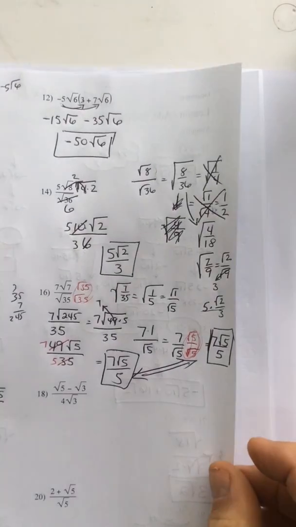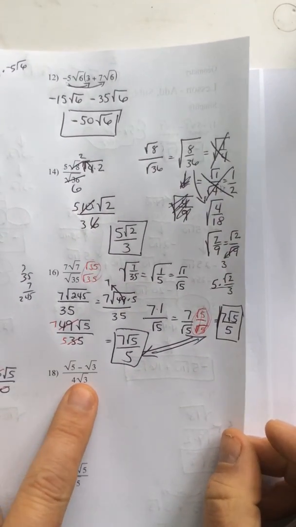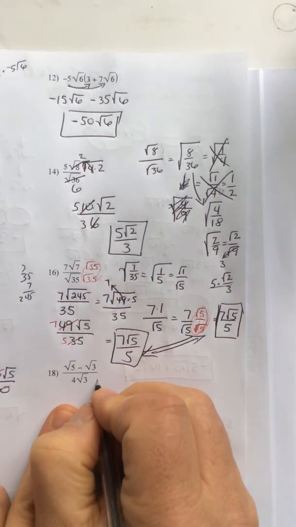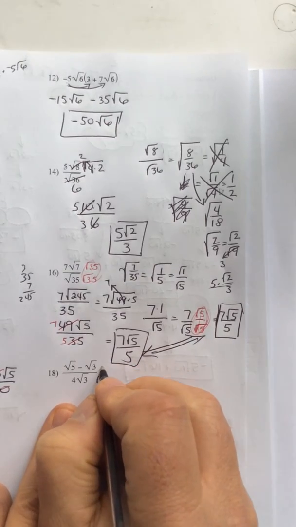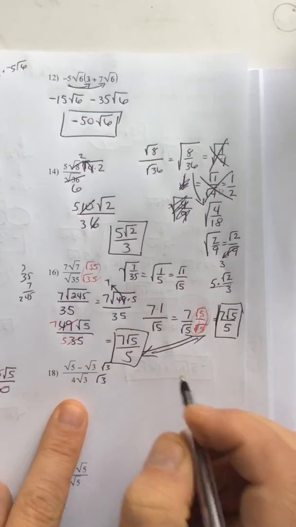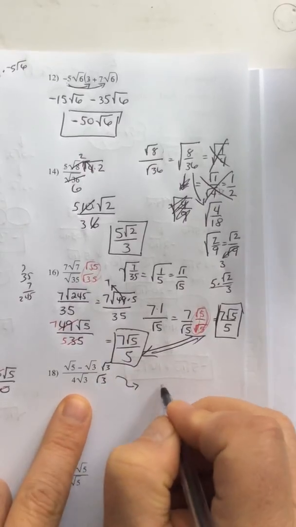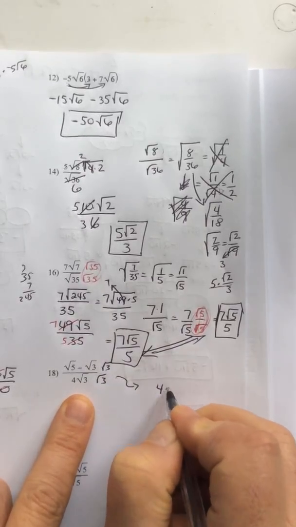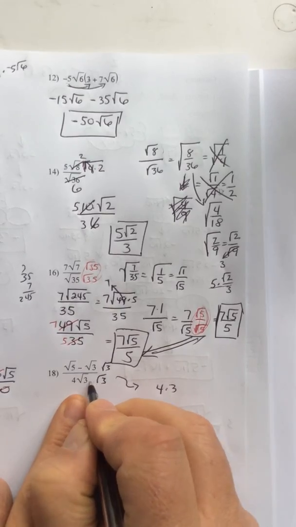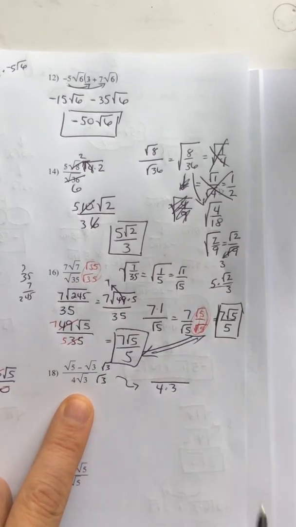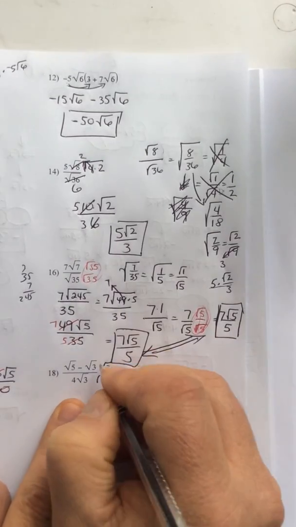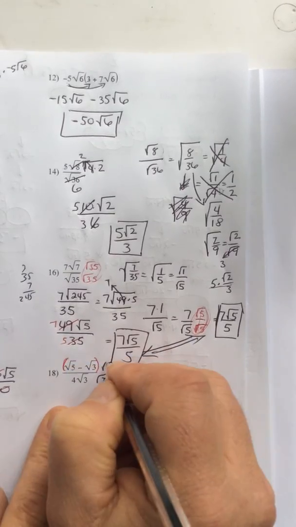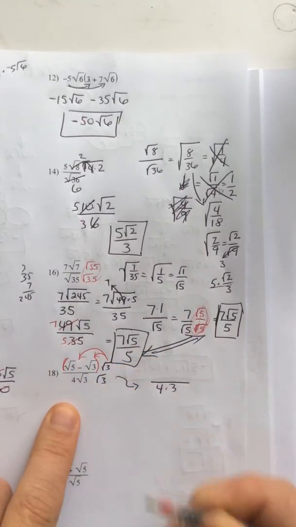Okay, let's try 18. It's only the square root of 3 that's the problem. So I'm going to multiply by square root of 3 on the bottom to get rid of it, and multiply by square root of 3 on the top. So the bottom is just 4 times 3, because square root of 3 times square root of 3 is just a 3. But on the top, you have to multiply the entire top times the square root of 3, so both of them.